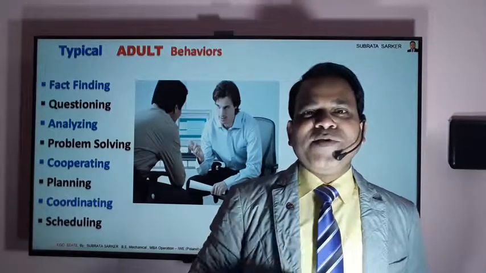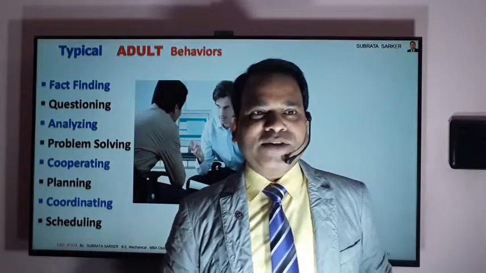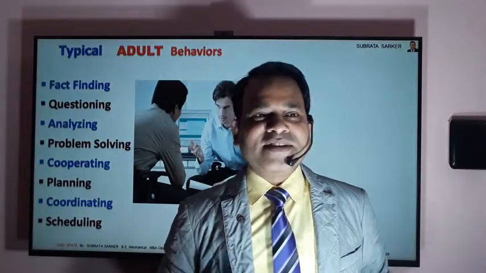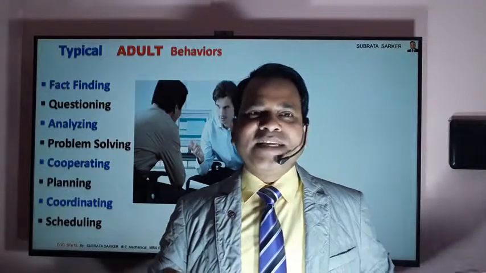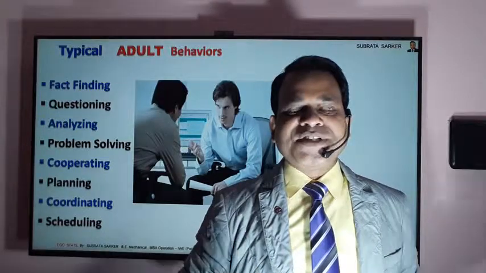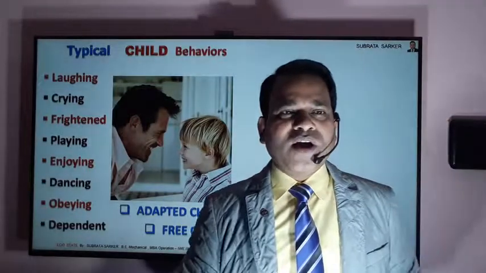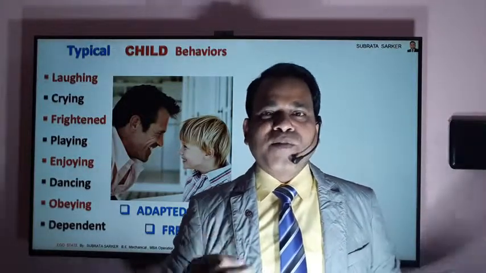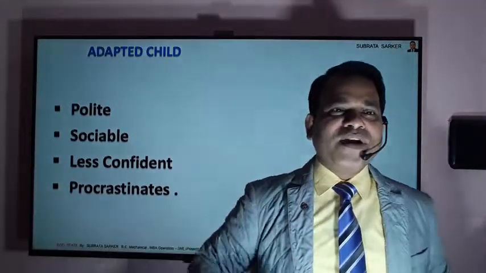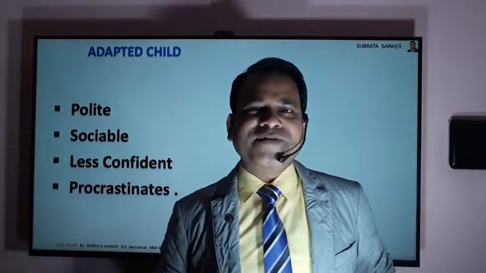And there is typical child behavior. For that you don't need to be a child. An adult person can behave like that also: laughing, crying, frightening, playing, enjoying, dancing, dependency, etc. These are typical child behavior. And there are two types of child: the adopted child and the free child. Adopted child behavior means always polite, always sociable, less confident, procrastinating. But free child behavior is open to life, filled with delight, always spontaneous, self-centered, and very aggressive.